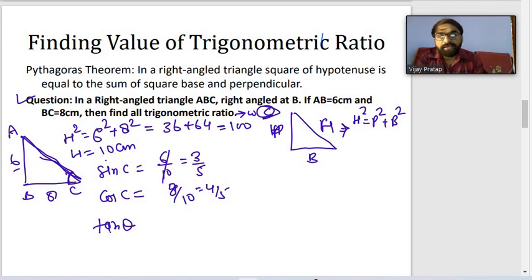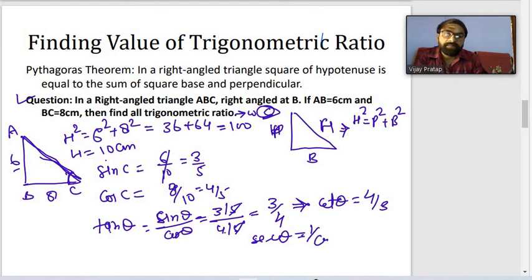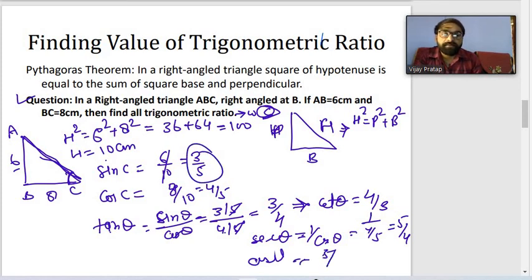And tan theta, now we can solve it by using sides, or we can solve it by sine and cos. We can say sine theta upon cos theta. The value of sine theta is 3 upon 5, and cos theta is 4 upon 5. 5 cancels, and this will be 3 upon 4. If tan theta is 3 upon 4, this implies that cot theta equals 4 upon 3, its reciprocal. Similarly, sec theta equals 1 upon cos theta, which is 1 upon 4 upon 5, equals 5 upon 4. And cosec theta, cosec is the reciprocal of sine, so this will be 5 upon 3. This is for the given triangle ABC.